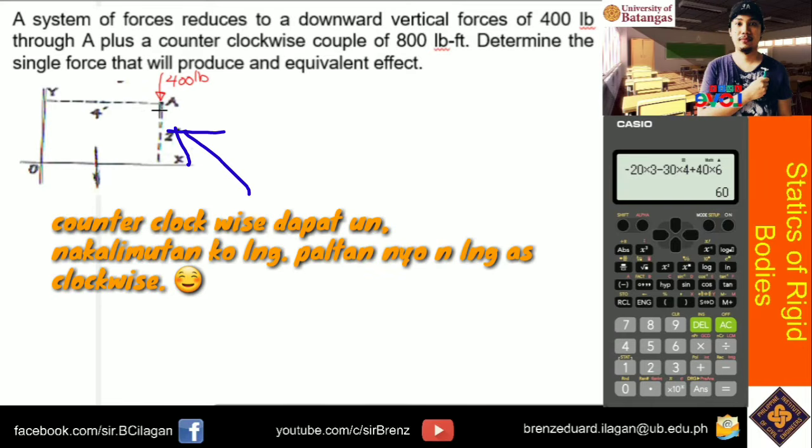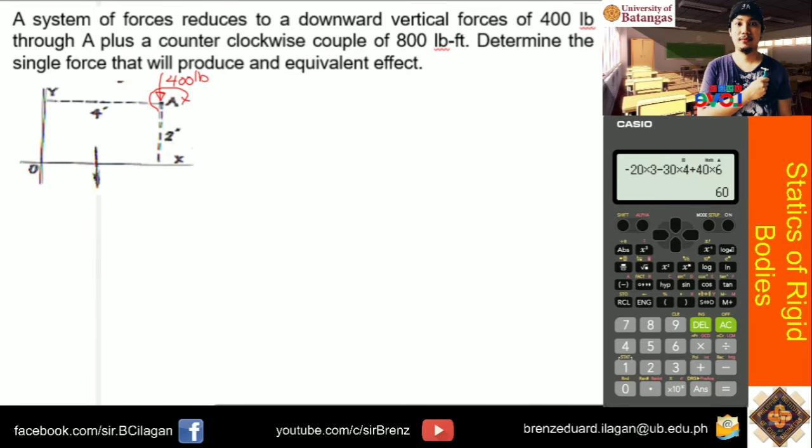So again, from your module, a couple moment is represented by a curve. Ano ba tawag dito? Basta ganyan. Naka-curve line and then lagay natin yung 800 pound-feet. So clockwise siya, so ginawa kong ganyan. Ngayon ang hinahanap dito is determine the single force that will produce an equivalent effect.